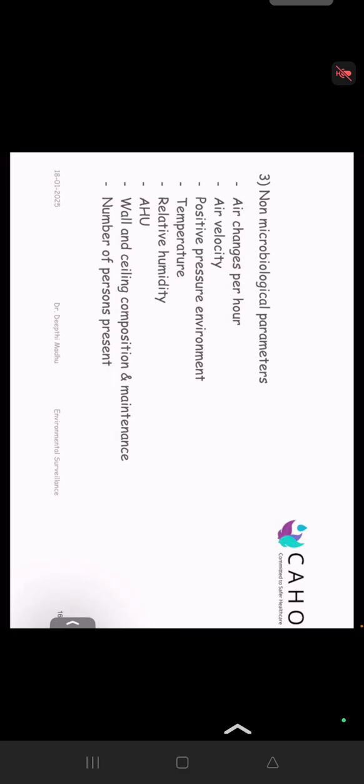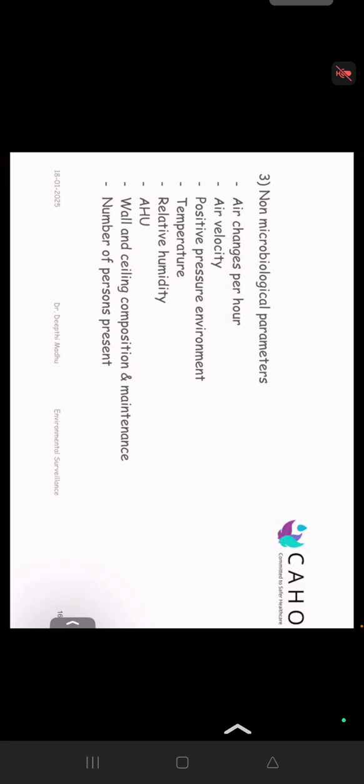And in the same OT, if you collect a sample during performance of an operation, your interpretation and your findings will be different. Does that mean that the OT has become contaminated when people have entered? No, it just means that what is normal in an empty room versus what is normal during a case or a procedure are completely different. You cannot use the same yardstick.